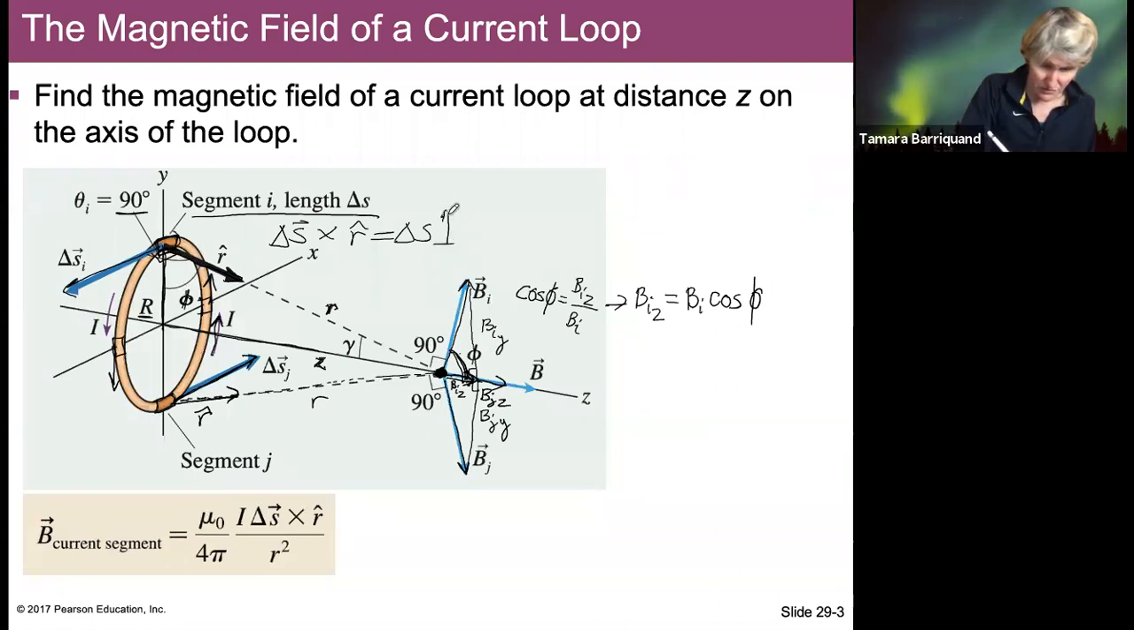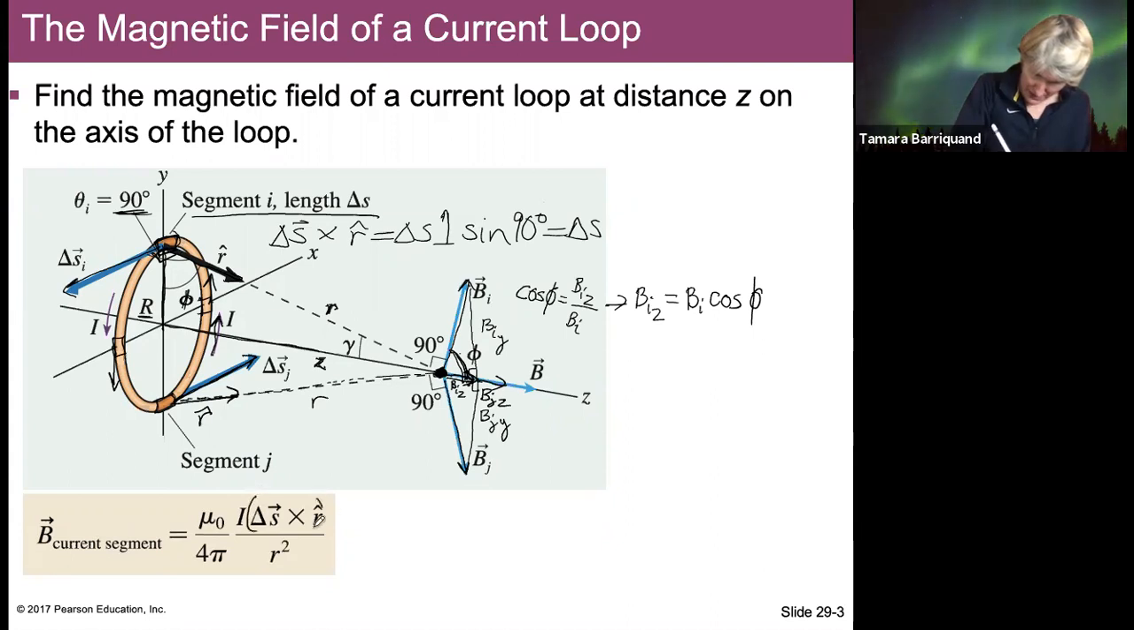That's just a 1 there, times sine of the angle between them. And we see that the angle between them, again, they're perpendicular to each other, so the angle between them is 90 degrees. So sine of 90 degrees is just 1. So this will be equal to just delta S. So this piece right here is just going to be equal to delta S. So the magnitude of B_i is going to be mu naught over 4 pi, I over r squared.